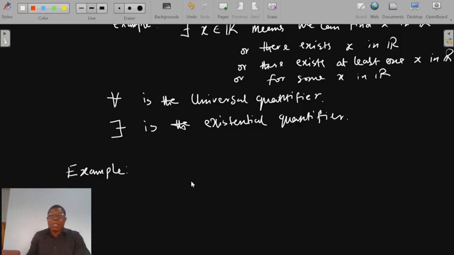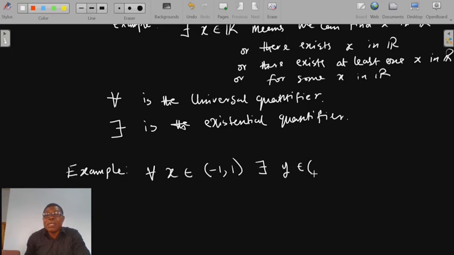Example. The example I want to give now shows how these two can come together in a mathematical statement. Look at the statement. For any x in the interval -1, 1, there exists y in the same interval -1, 1 such that y is greater than x.